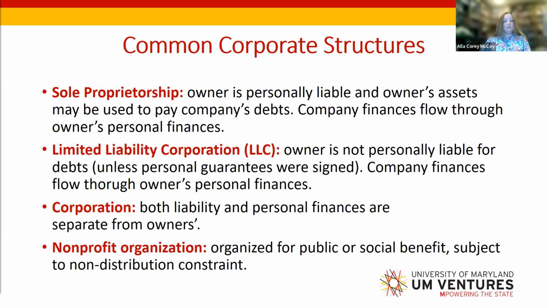And then, of course, there are nonprofit organizations. These are organizations or companies organized for public or societal benefit rather than for shareholder benefit. The big difference here is that these types of companies are subject to a non-distribution constraint, meaning that any profit the organization makes cannot be distributed to the owners. It has to be reinvested back into the company and directed to the company's main mission.